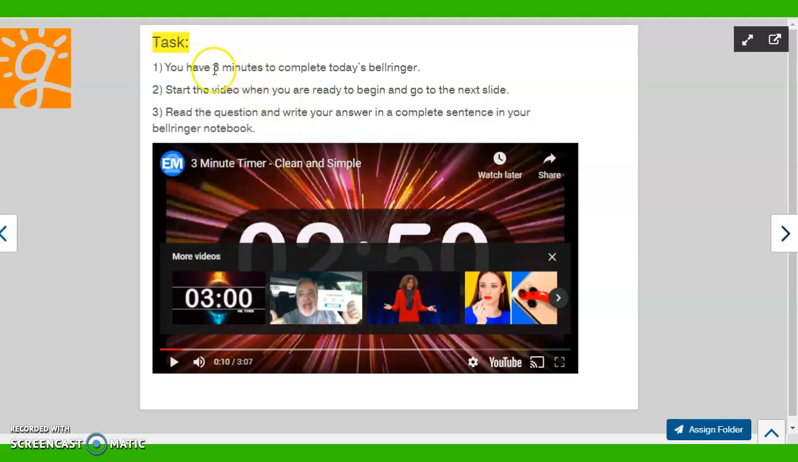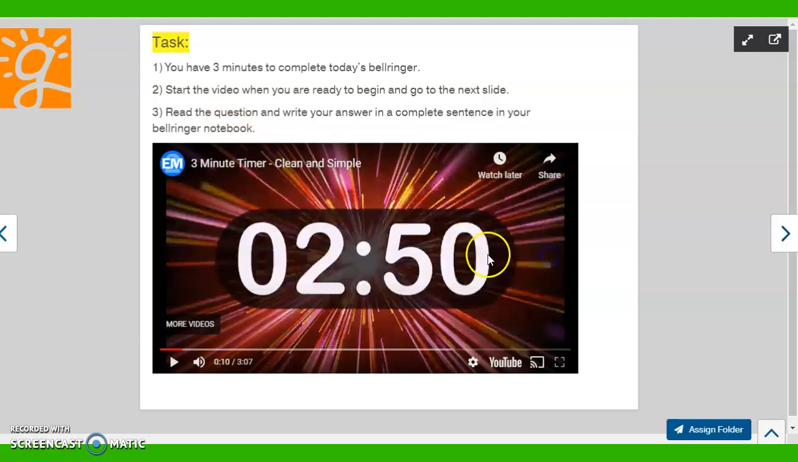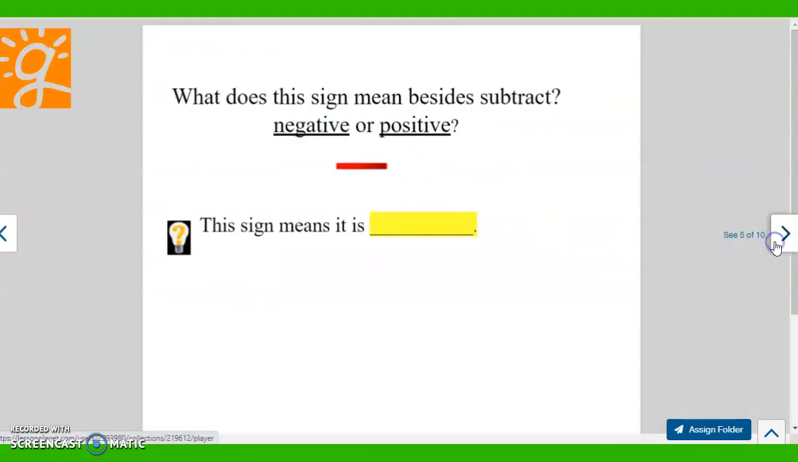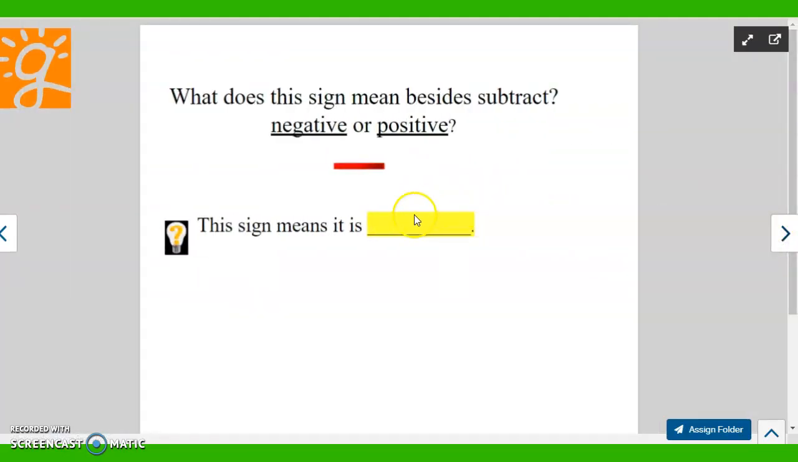First, your task is to complete your bell ringer in 3 minutes. You need to start the video on the next slide below when you're ready to begin and then go to the next slide. Read the question and write your answer in a complete sentence in your bell ringer notebook. If you start the video below, you will hear music as well as see a 3-minute countdown. You can go to the slide and read the question and complete it in your bell ringer notebook.